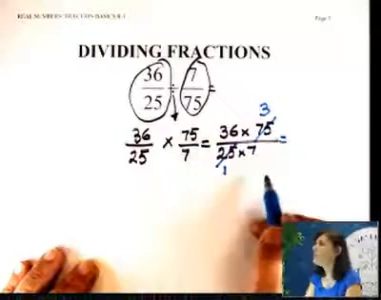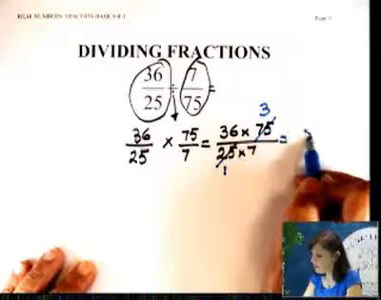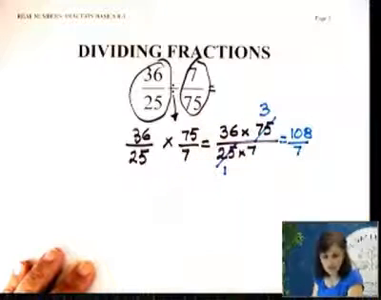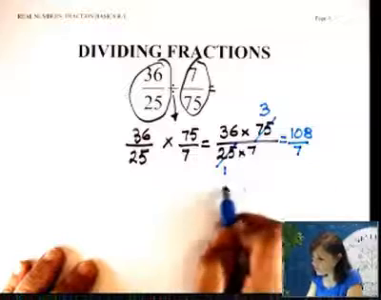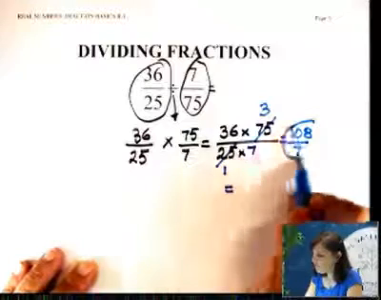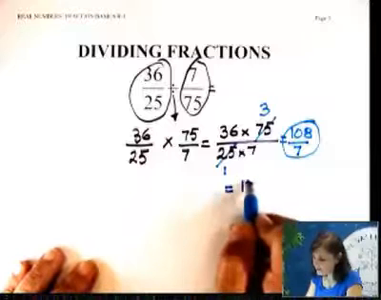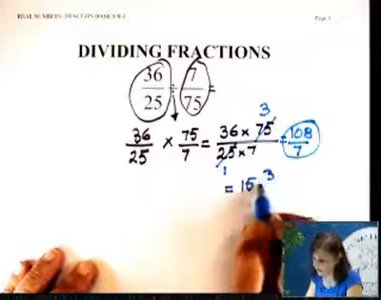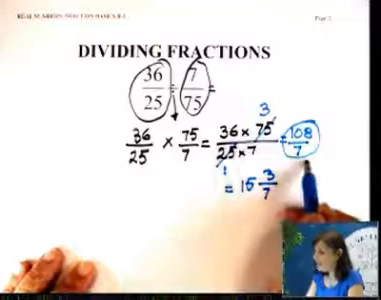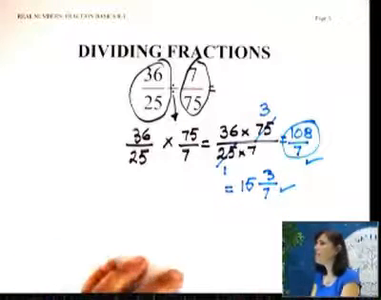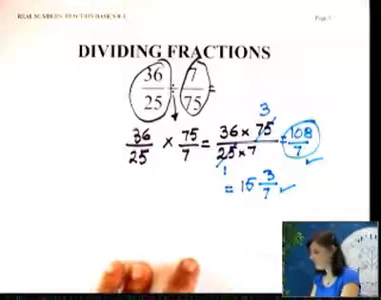36 times 3 is 108. And 7, you can actually leave this alone, or you can change it back into a mixed number. 7 goes into 108 15 times, and then you have a remainder of 3. And either this one or that one is acceptable. Okay, this is how you divide fractions.